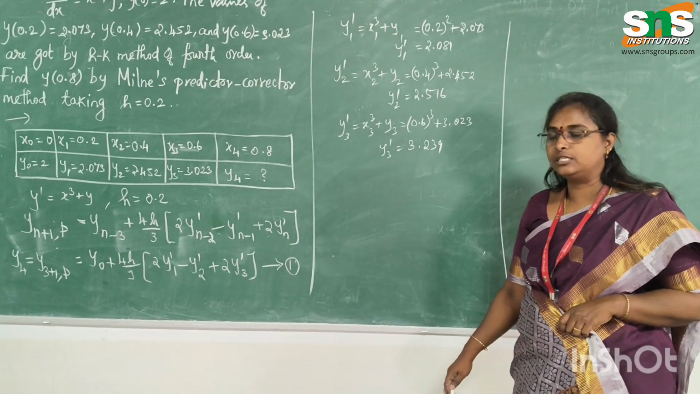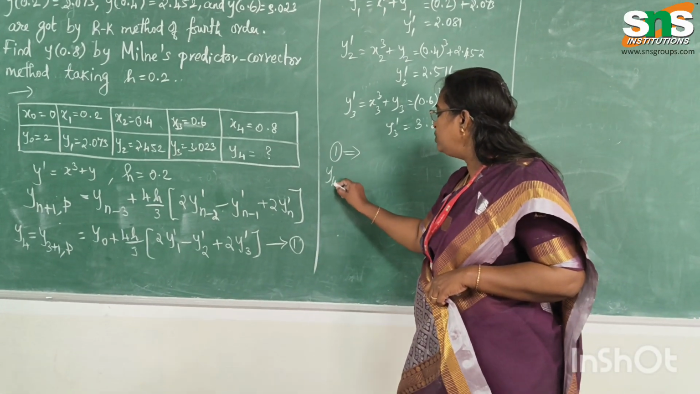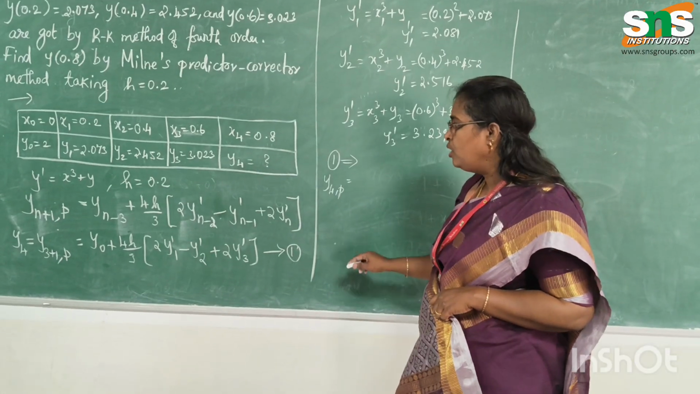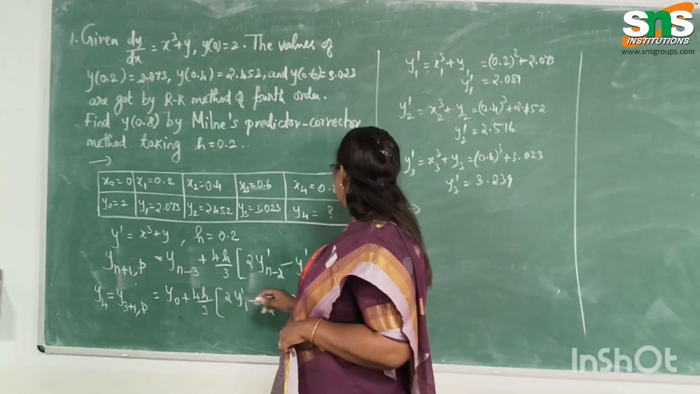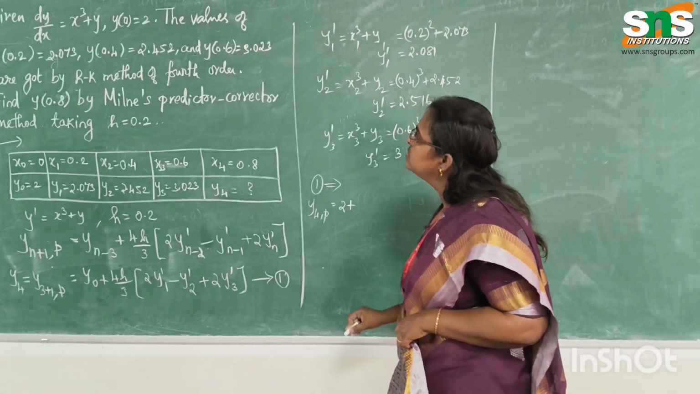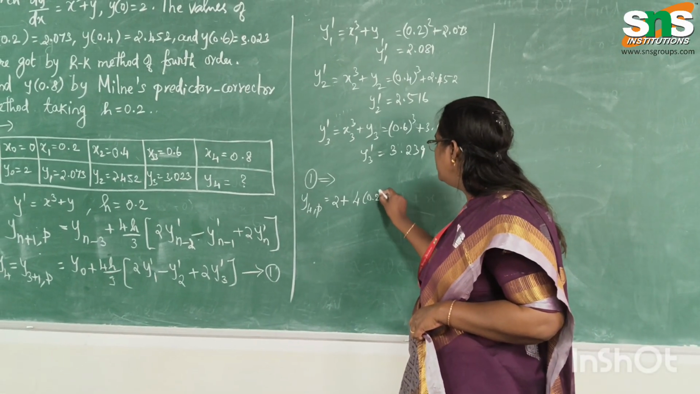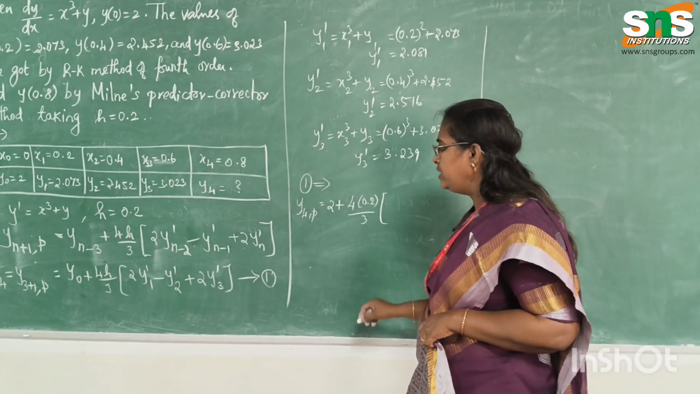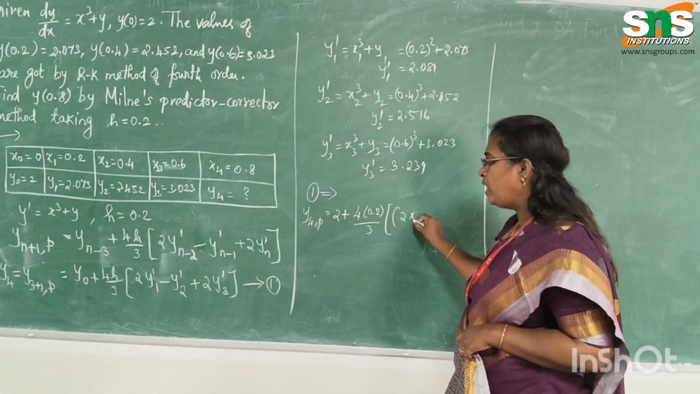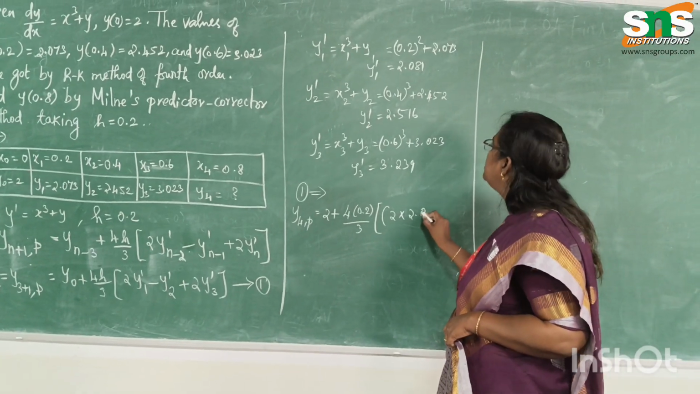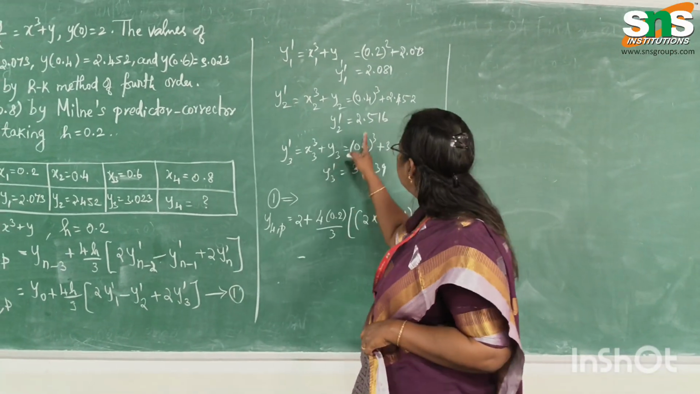Now we can replace in this predictor formula. So equation number 1 implies y4 comma p. That is the predictor formula. What is our y0 value? This y0 is 2, plus, and then the next formula, 4 into 0.2 divided by 3 in bracket. Wherever the multiplication comes, put one bracket. 2 into y1 dash. Y1 dash is 2.081, minus y2 dash.